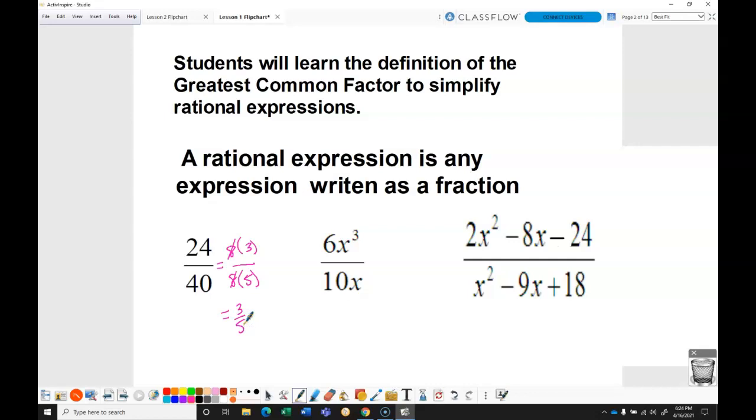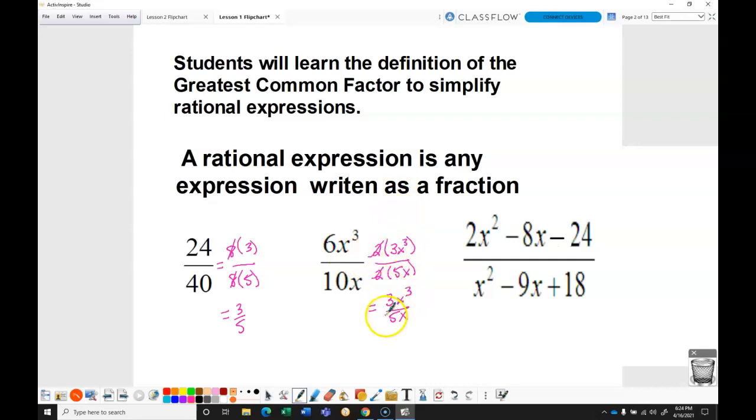With the next one, it has variables and also coefficients. I have to do them kind of individually. I have to do the 6 over 10 and then look at the x cubed over the x. Well, 6 and 10 are both divisible by 2, so I'm going to pull that out, and that would leave me with 3x cubed. And in the bottom, that's divisible by 2 as well, so that would leave me 5x. So I've been able to cancel that out. So the fraction I'm dealing with right now is 3x cubed over 5x. Now, you don't have to write that step. I'm just writing it so you can see where it's coming from.